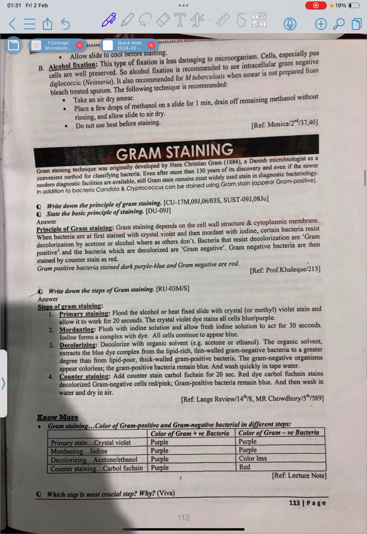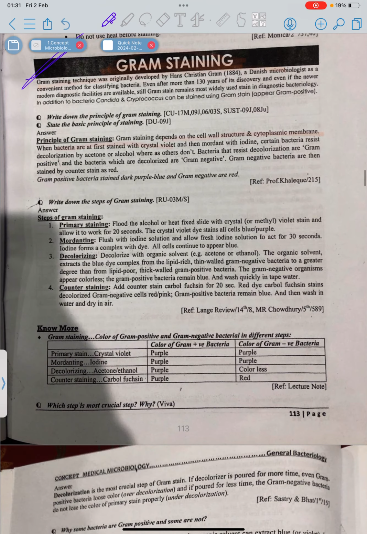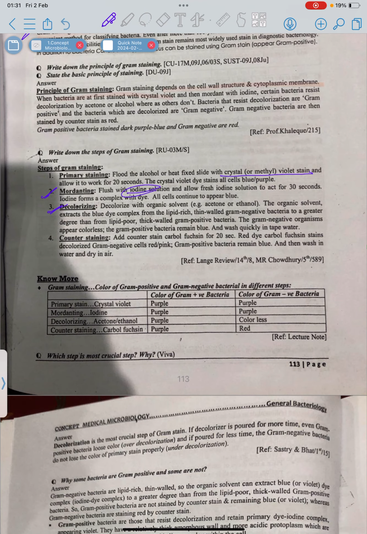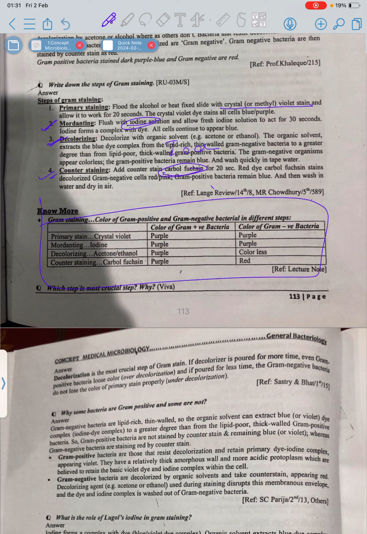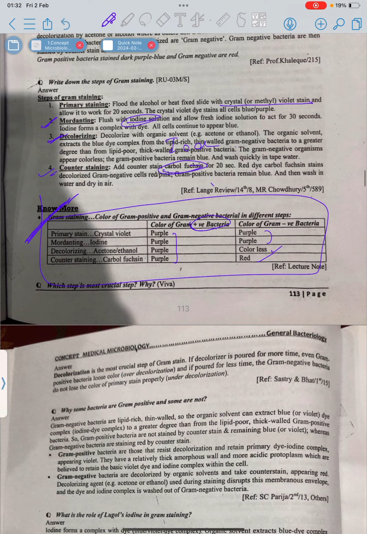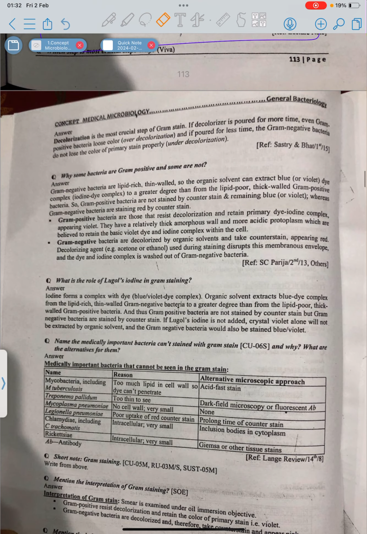Then I'd like to take you to gram staining. What is gram staining? 4 steps: primary staining, for which we used crystal violet, then mordanting using iodine, decolorizing, and counter staining, which is done using carbol fuchsin. This table is very important. Gram positive bacteria: purple, purple, purple, purple, and gram negative: purple, purple, colorless, and red. I have made it earlier, so just refer to it again.